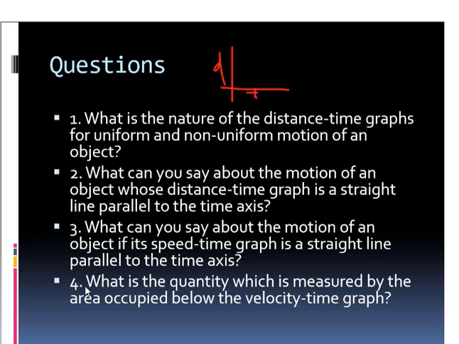Now, next one, what is the quantity which is measured by the area occupied by the velocity time graph? This one I have explained to you yesterday. Okay, you give this answer on your own. If the area is occupied by the velocity time graph, what is that area? I have explained it to you and I did some calculation here. Okay, and I also showed you.